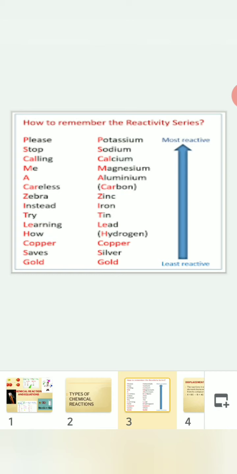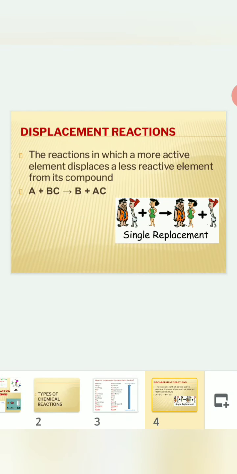So displacement reaction is based on the reactivity series, because you should know the order of the reactivity. Now the reaction in which a more reactive element displaces a less reactive element from its compound is called displacement reaction or single replacement. You can see in the picture over here how single replacement reaction takes place. So here A plus BC, what will happen over here? The place of B will be occupied by A. So B is displaced by A. So it is a single replacement, or simply you can call it a displacement reaction.